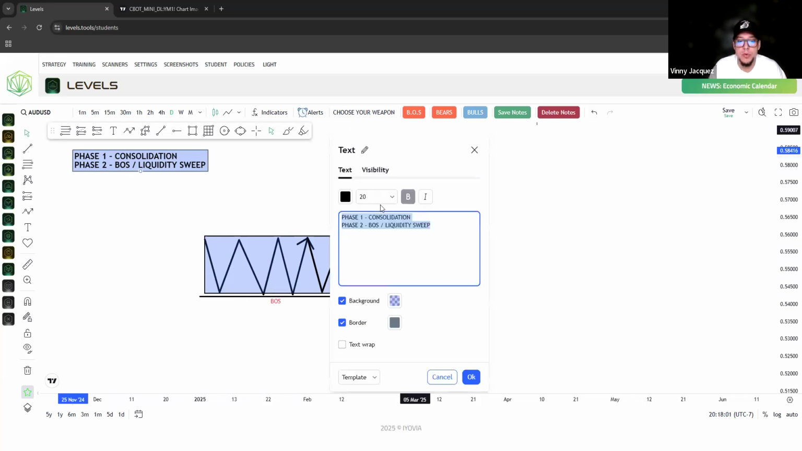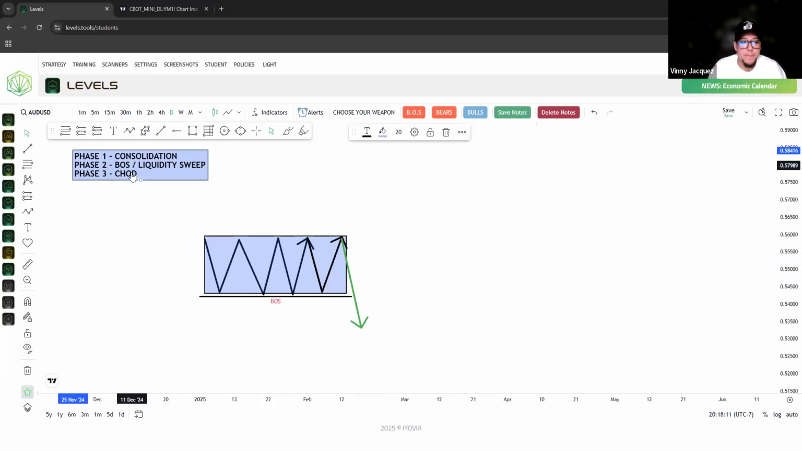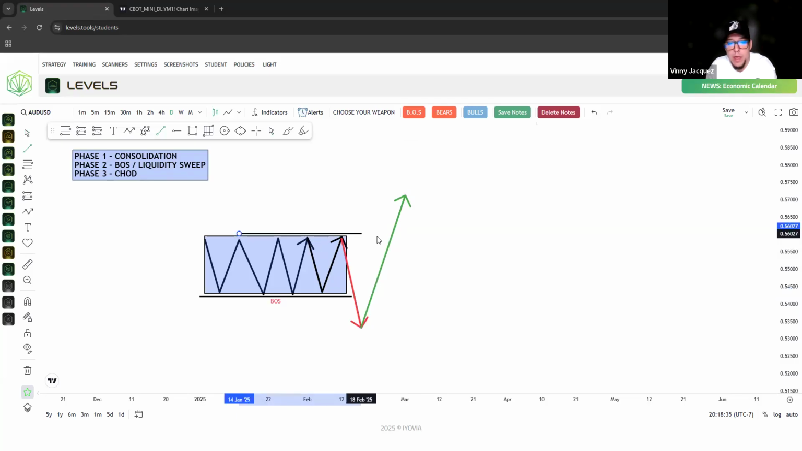Now, phase three. Phase three is you want to see a change of direction. So if the market's first move was to drop down, the second move we want to see is to continue to the upside. And this would actually be red. Once we get this change of direction to the upside, I want to go ahead and label that.